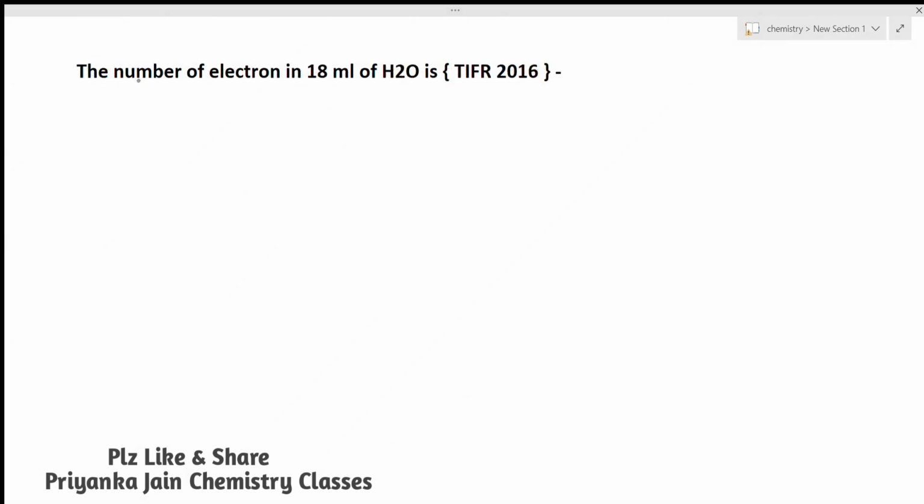See here, this question: the number of electrons in 18 mL of H2O is. This question is from TIFR 2016 question paper. For this, you know, in one molecule of water, H2O, the number of electrons will be 10. Why? 2 electrons from 2 hydrogens and 8 electrons from the oxygen. So total will be 10 electrons, right?